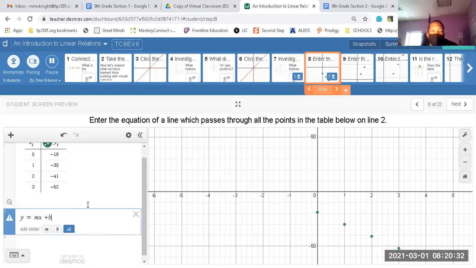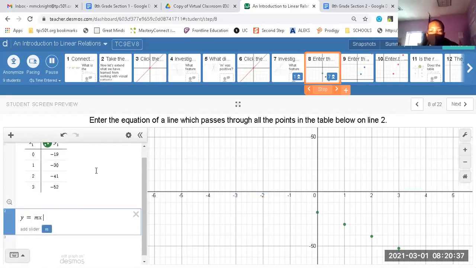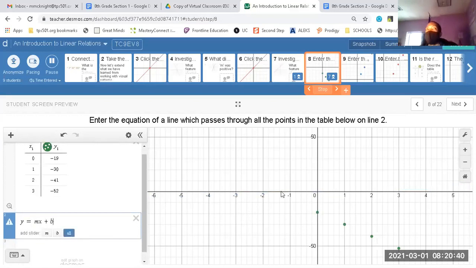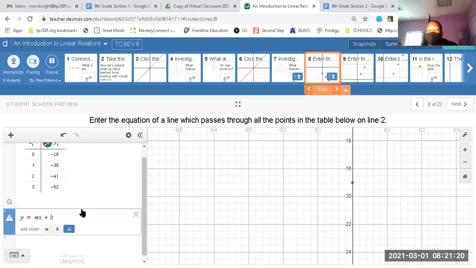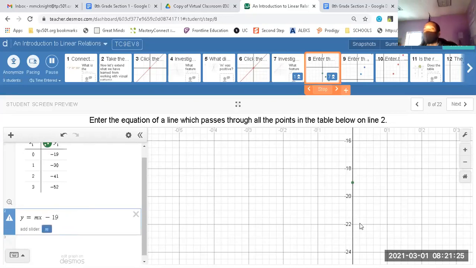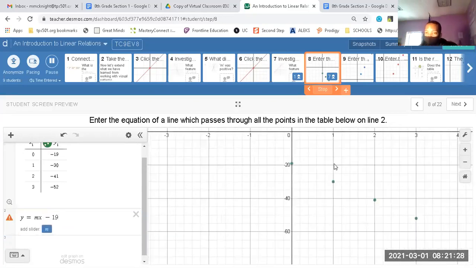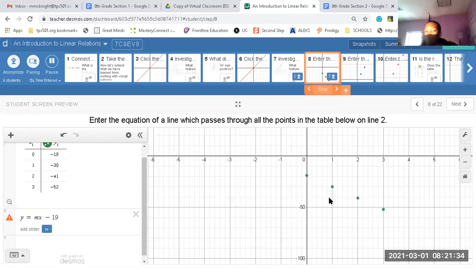For this part, we're going to talk about how to write our equation. We said the equation of a line is y equals mx plus b. We already know that b represents what? If you look at the graph, we know that our b is the y-intercept, so it's going to be negative 19. So I'm going to take away the plus b and put negative 19, because we already know what that is. Now I have the rest of this line to figure out. I need to figure out what m is. I know what b is, so now I need to find what m is.